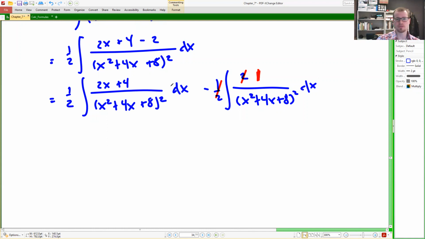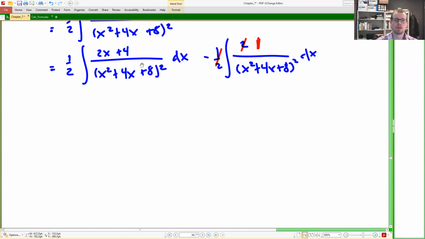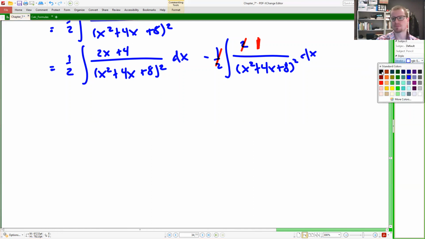All right, so how do we present our work? Well, this is a difficulty. If you wanted to evaluate both of these integrals in line, this one is much easier to evaluate. This one takes quite a bit of space. So what I might encourage you to do is to evaluate them separately.